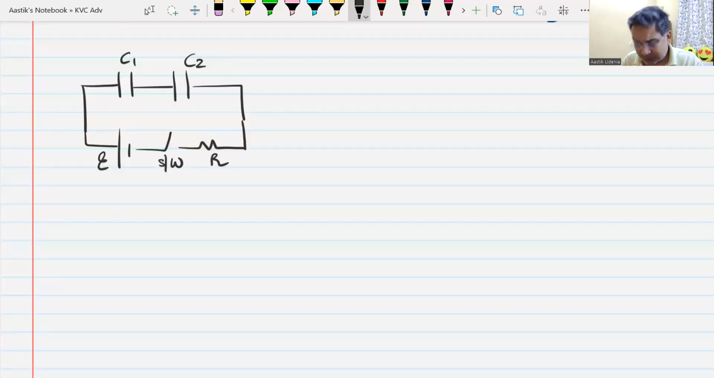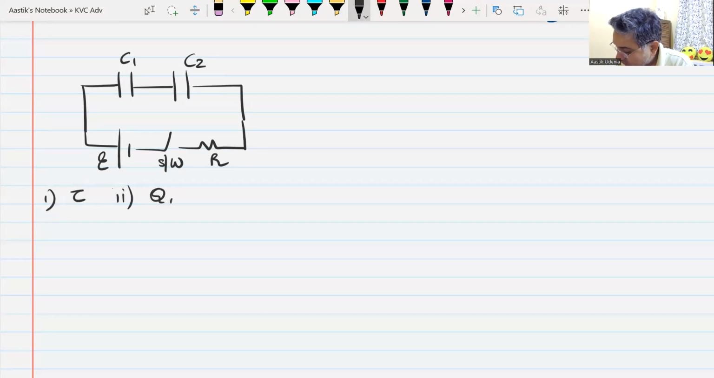Now you have a condition like this. You have two capacitors C1 and C2 connected across a battery of EMF E, and the total resistance of the circuit is R. You have to find out, if I say the questions, question number 1, the time constant tau of this circuit.